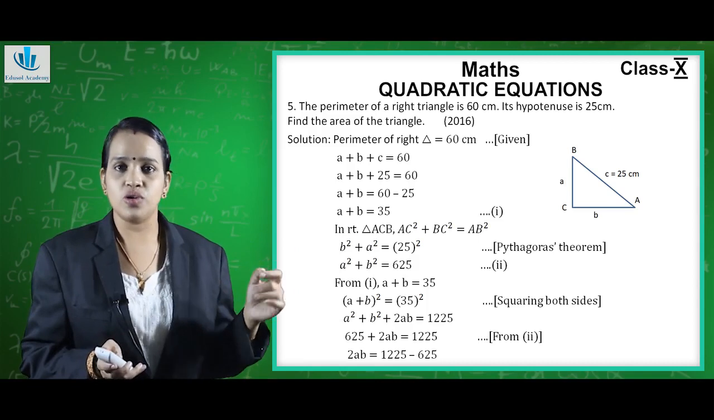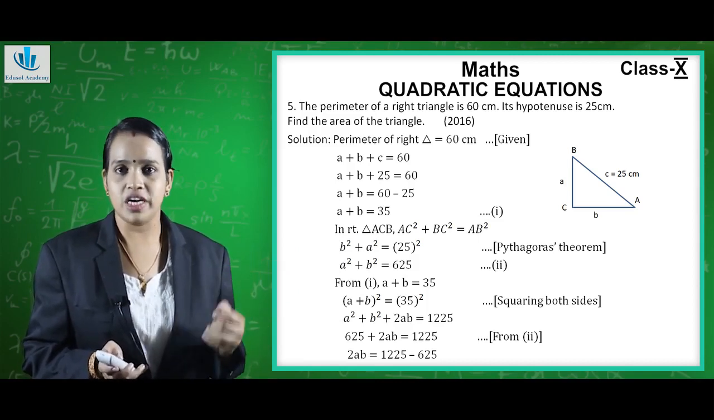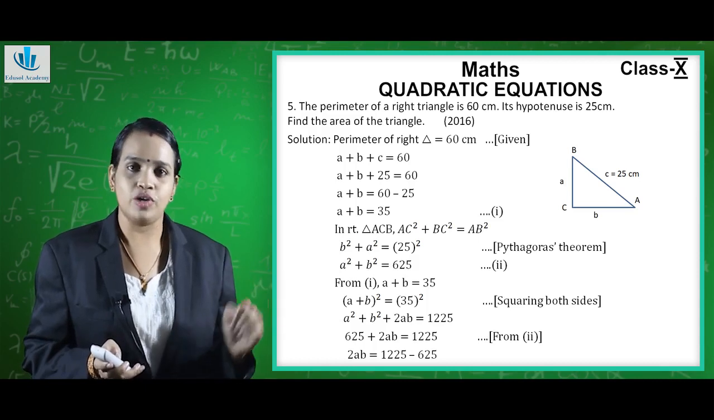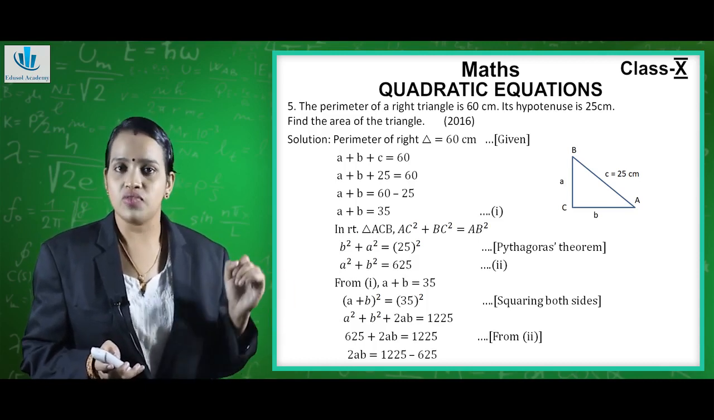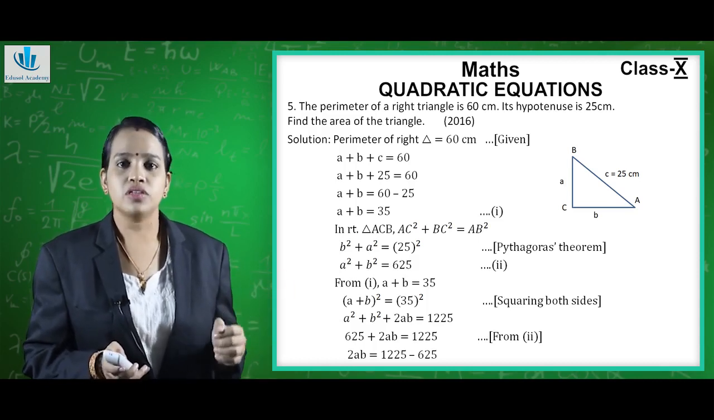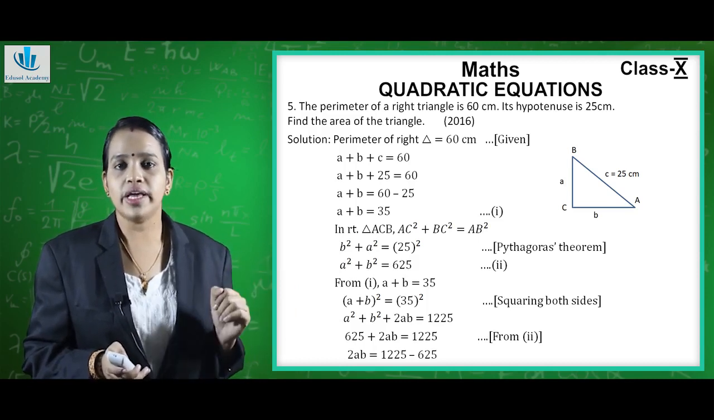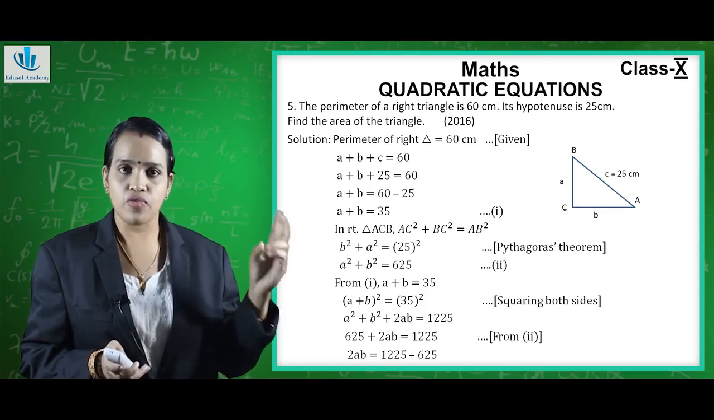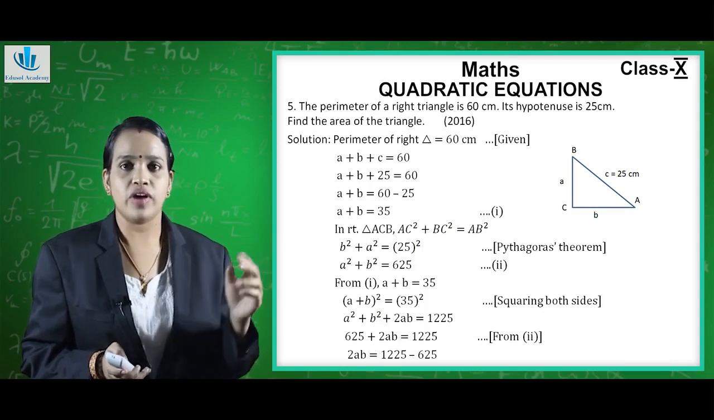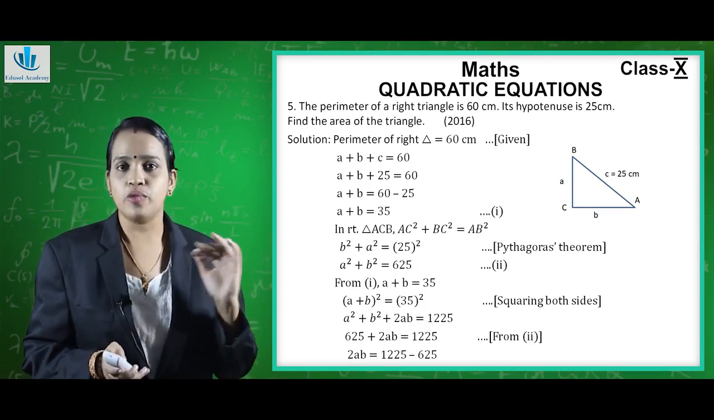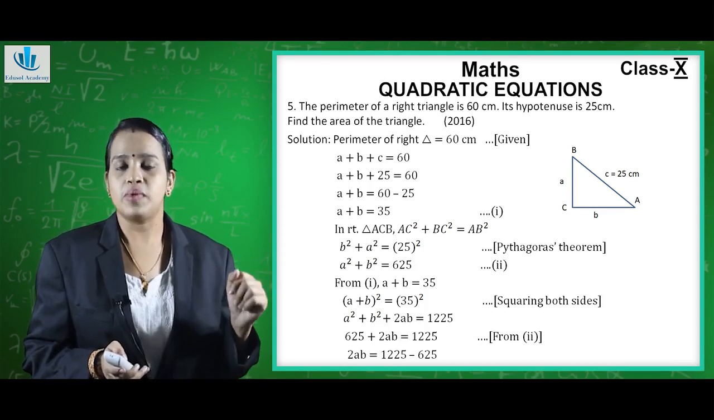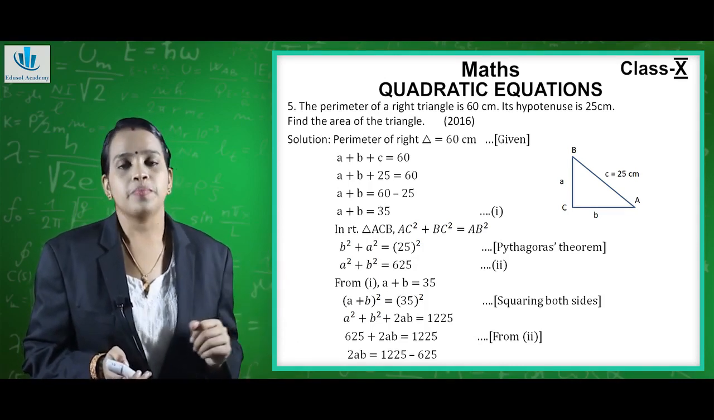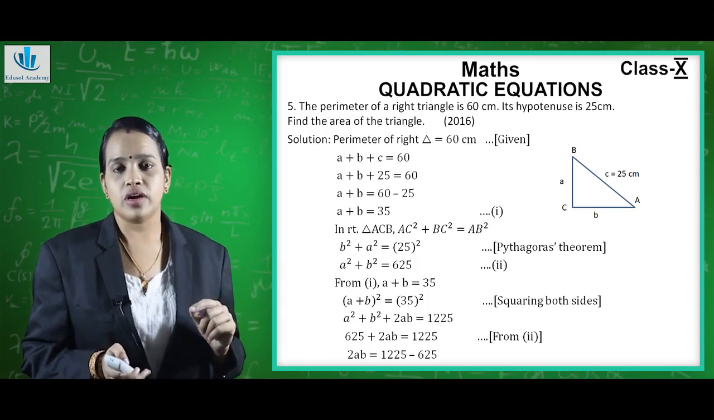Now (A plus B) the whole square, we can write by the formula, it becomes A raised to 2 plus B raised to 2 plus 2AB equal to, our 35 square is 1225. Now we take the value of A square plus B square from equation 2, that is 625, and we write it over here. So we are putting the value, so 625 plus 2AB is equal to 1225. Now we can again solve it.